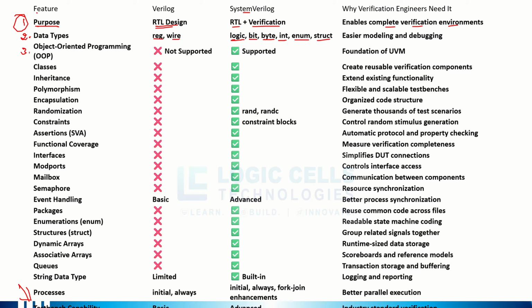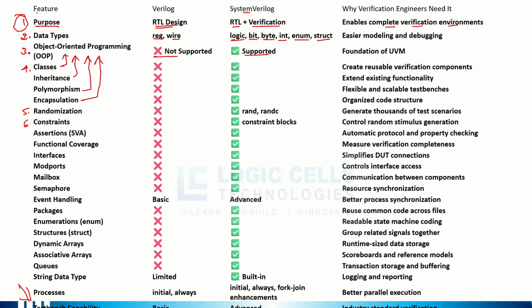Third one is object-oriented programming. Verilog will not support it. SystemVerilog supports it. Fourth one is classes. Here class means object-oriented programming, inheritance means a part of object-oriented programming, polymorphism, encapsulation. These are part of object-oriented programming concepts, right? Then randomization, that we have seen, the randomize function.